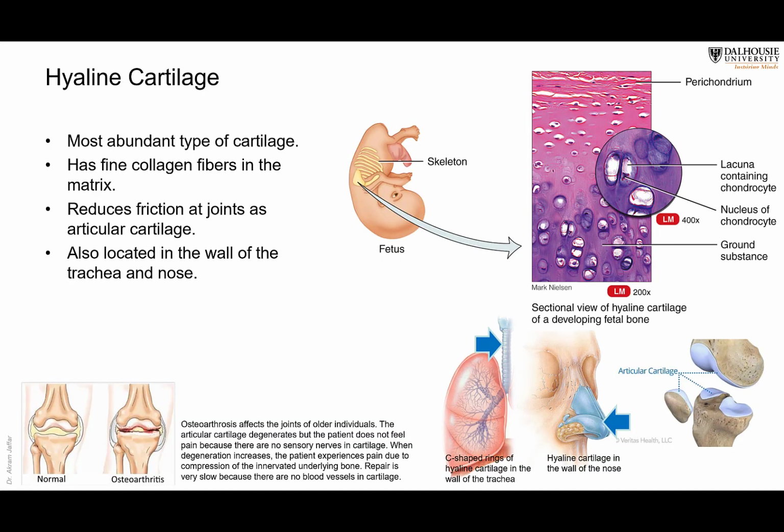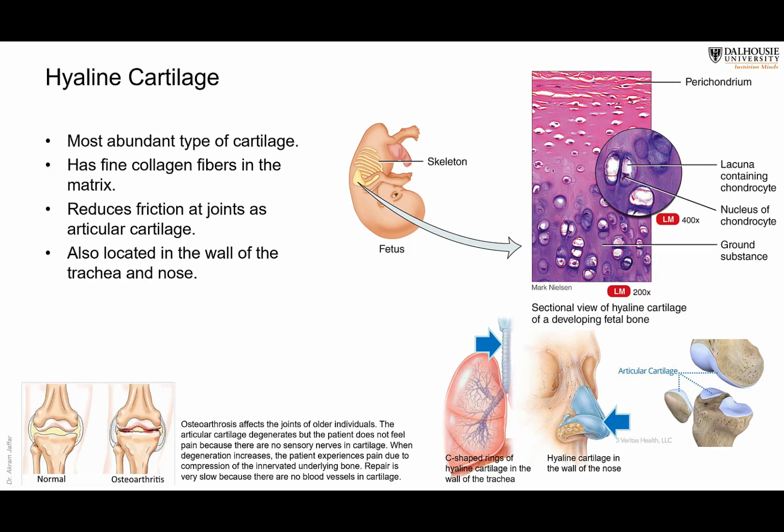So therefore we have three types of cartilage. Let's start with the first type of cartilage, and this is the hyaline cartilage. This is the most abundant type of cartilage in the body. Hyaline means glassy because under the microscope you will not be able to see the fibers in the ground substance. The fibers are thin and tiny, so it looks like glass, transparent glass.